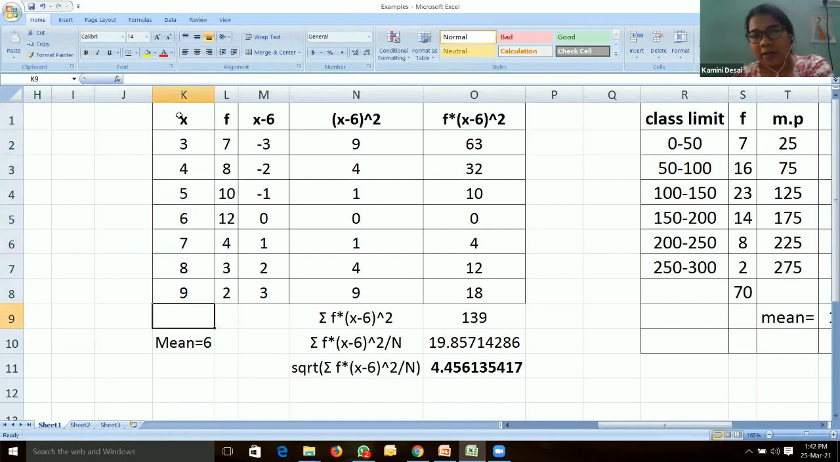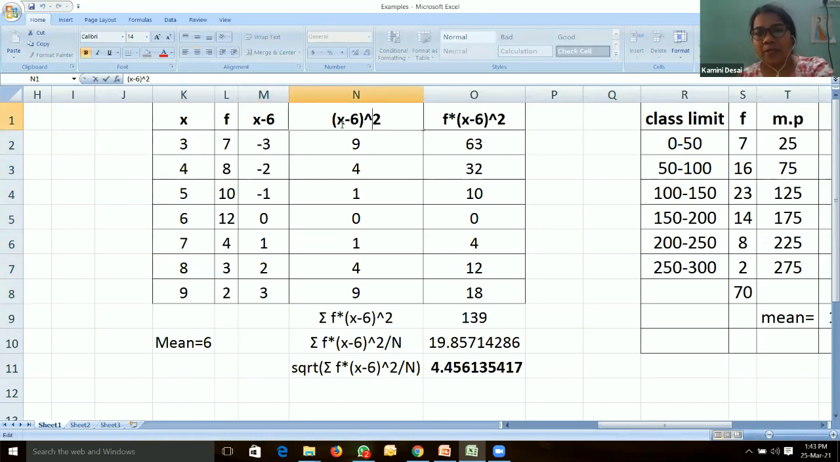Calculate the mean for this X column. The mean is equal to 6, and then calculate x minus x bar. X bar means this mean. If you calculate this, 3 minus 6, the answer is minus 3, and then drag. So you get all the answers for this third column, that is x minus x bar. 6 is the mean for this column, x.